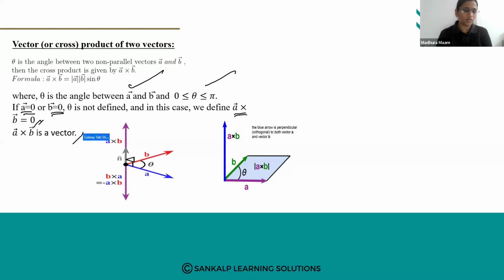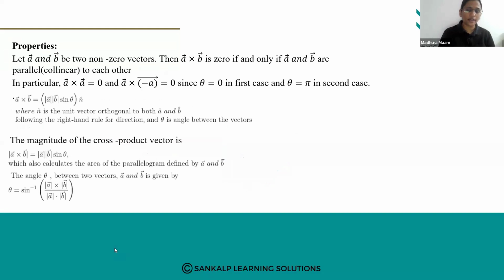A cross B is always a vector quantity. Certain properties, very important properties. Let A and B be two non-zero vectors. Why non-zero? If any one is 0, then the cross product is 0. Then A cross B will be 0 if and only if they are parallel. Okay, one by one we will see.